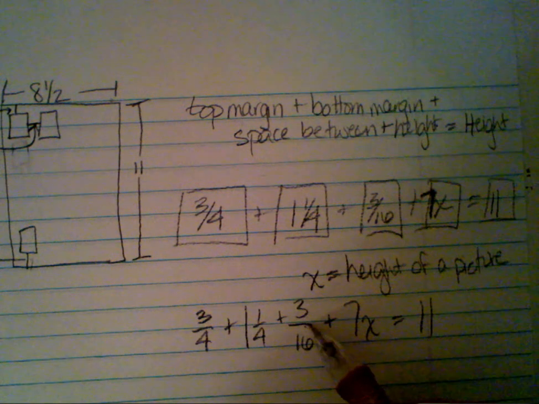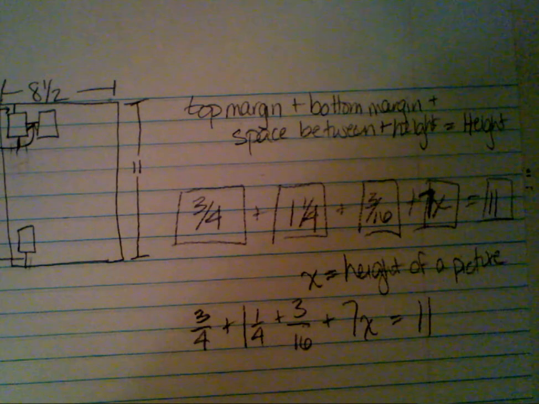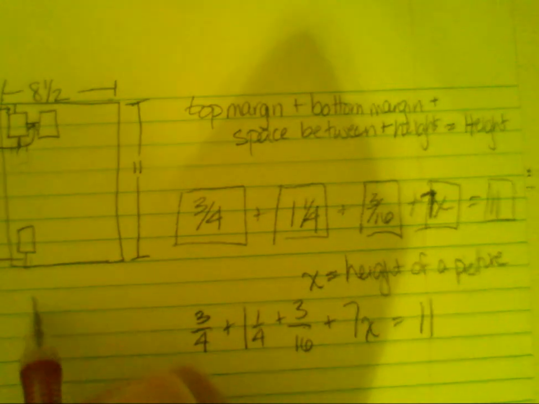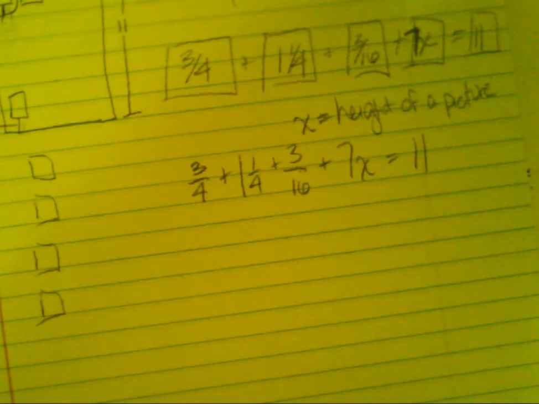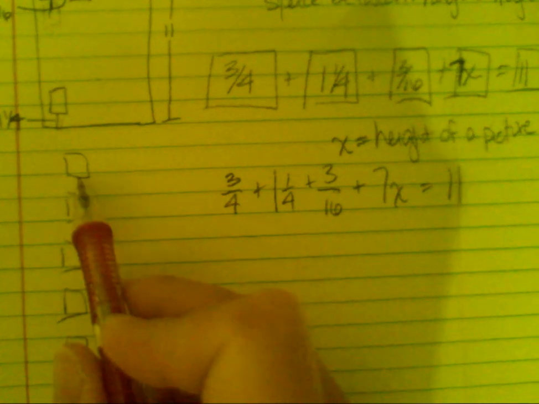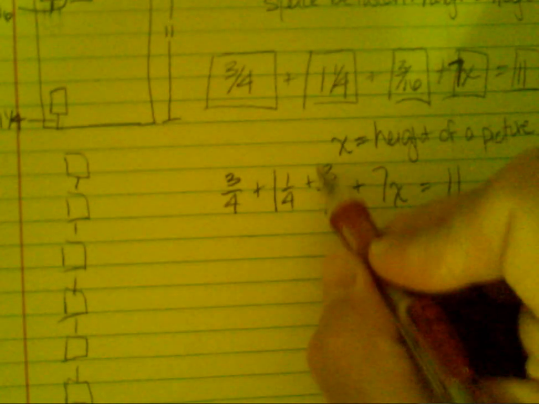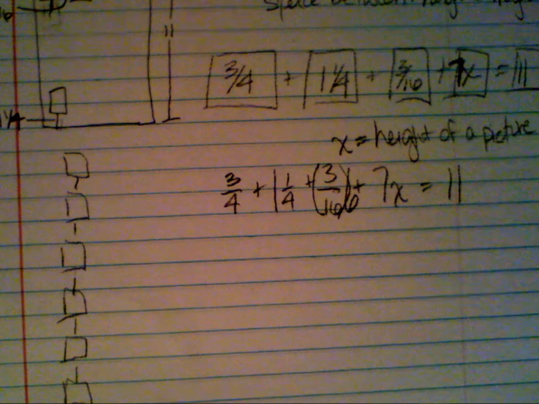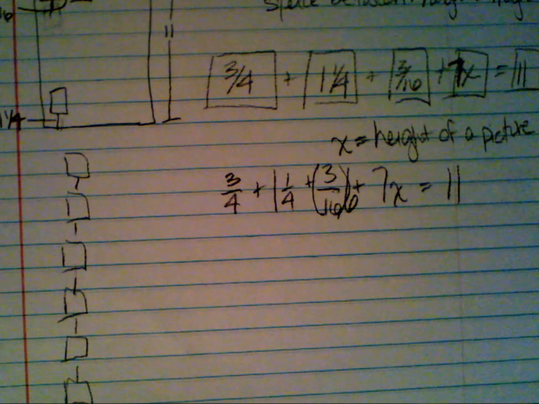Now this 3/16 of an inch, that's just the distance between two pictures. But if I have 7 pictures tall, so I have 1, 2, 3, 4, 5, 6, 7, how many of those gaps do I have? I don't just have one, I have 1, 2, 3, 4, 5, 6 of them. So I need to take this 3/16 and multiply it by 6 as well. Okay, so that is the process in which we are going to solve some of these problems.